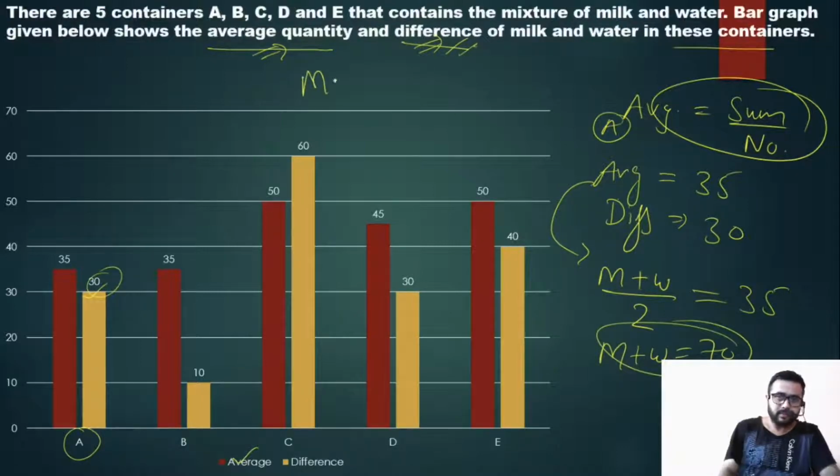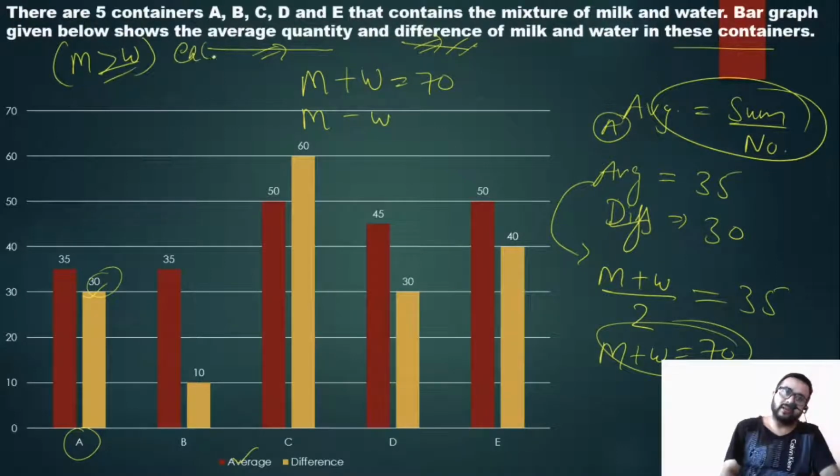Now milk plus water is 70, and what is their difference? Means milk minus water. And there is one more thing. I forgot to write it here. Milk is always greater than water in each container. So please note it down that milk is greater than water in each container.